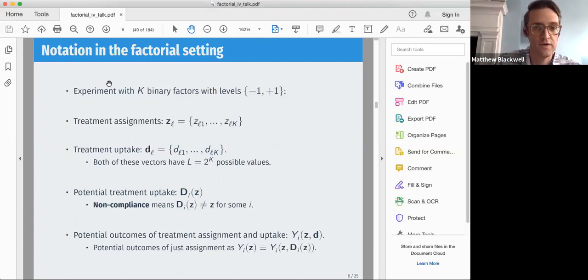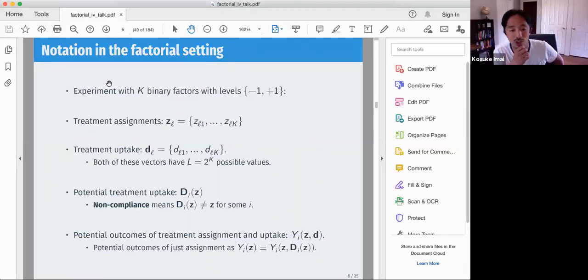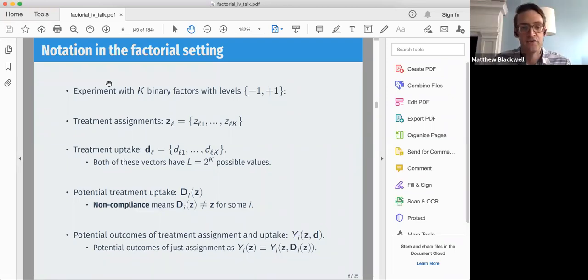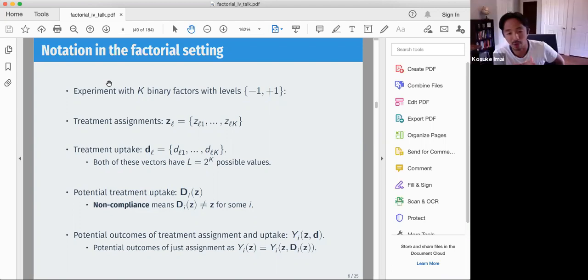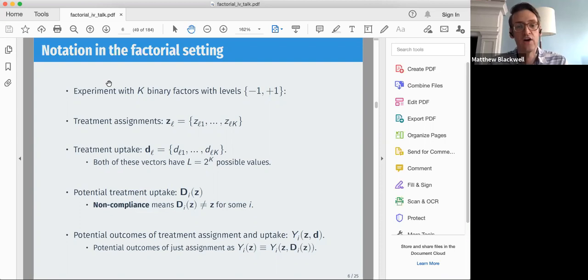Okay. Any questions so far? So just a quick question. So D is also coded as -1 and 1. Is that right? Yeah. So they're coded exactly the same. And when you say non-compliance, I guess you could also define non-compliance with respect to each factor, but yeah. Okay. So I'll get to that a little bit later in terms of defining what a complier means and different types of compliers.